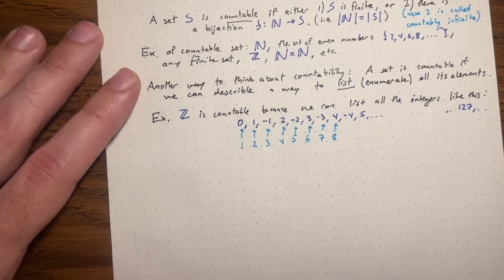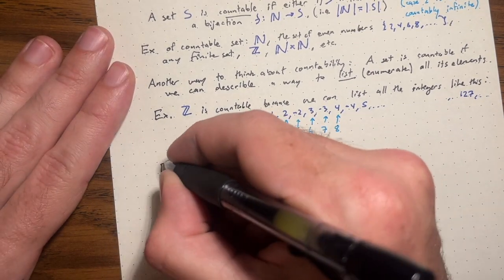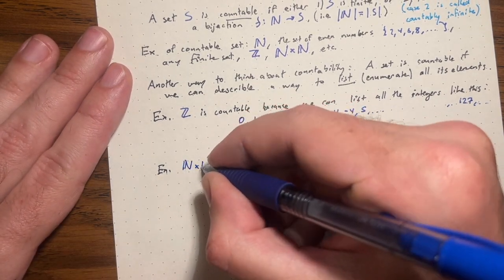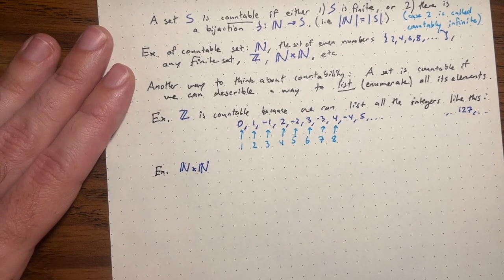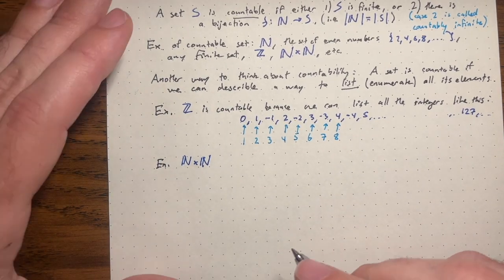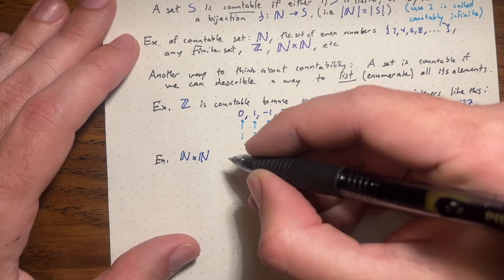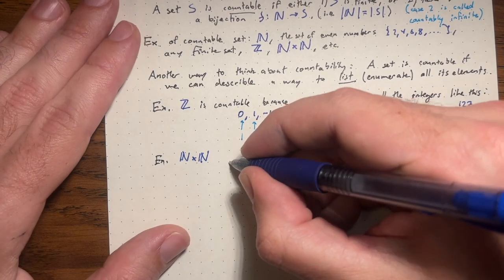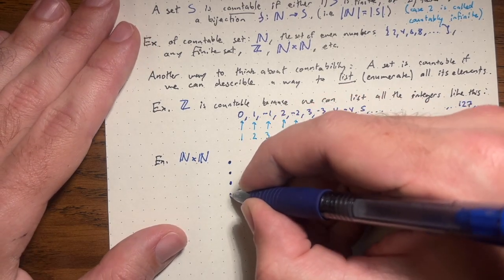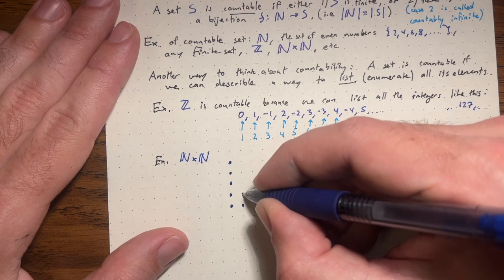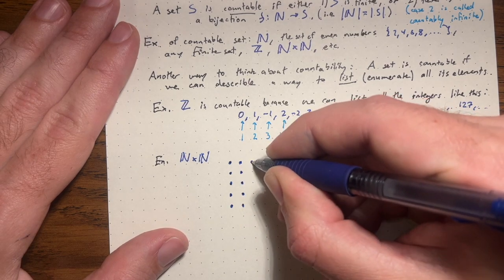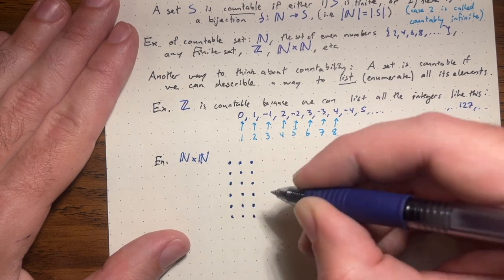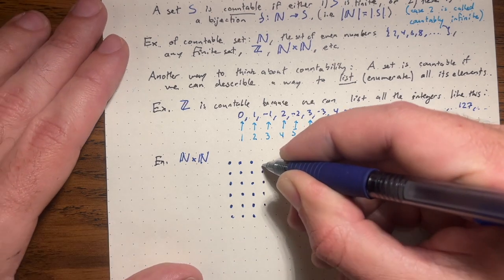Okay. How about N cross N? Let's try to prove it's countable just by trying to list out the elements. So what is N cross N? It's ordered pairs of natural numbers. And one way to represent this, we can sort of use a grid. So maybe I'll just put my natural numbers. This page already has some dots on it, so I'll just use those. So you can think of the natural numbers as an infinite grid, and it goes infinitely down and to the right, for example.